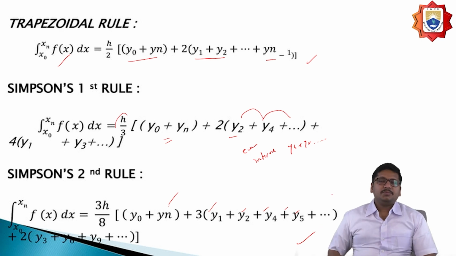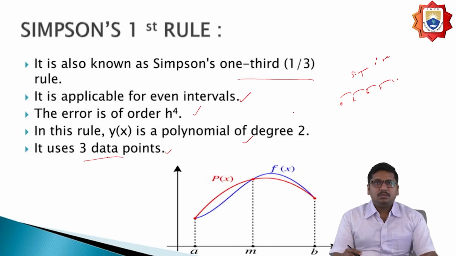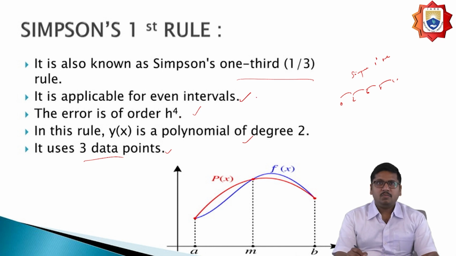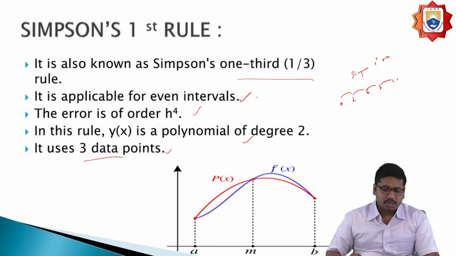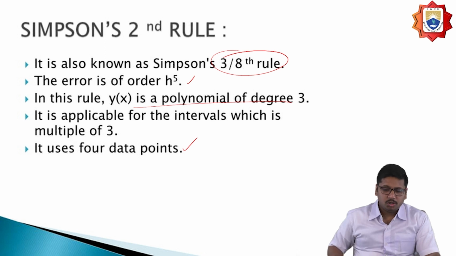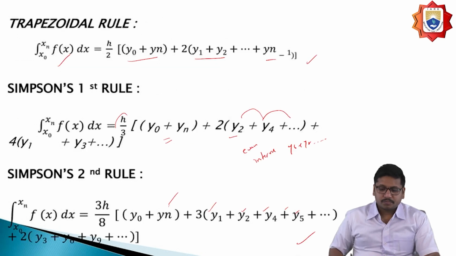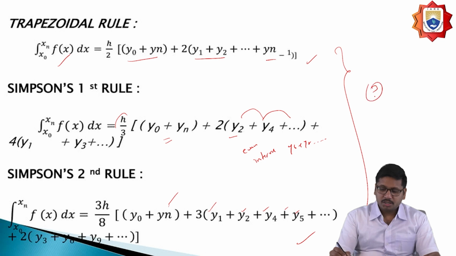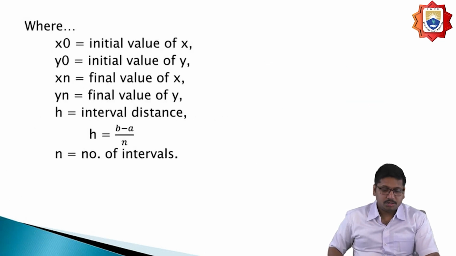So Simpson's first rule is the 1/3 rule. It is mainly applicable for even intervals, with error of the order of h power 4, and in this rule y of x is a polynomial of degree 2, using 3 data points. When it comes to Simpson's second rule, we use the 3 by 8th rule, the error is of h power 5, the polynomial degree is 3, and it uses 4 data points. These are the 3 equations used in numerical integration.